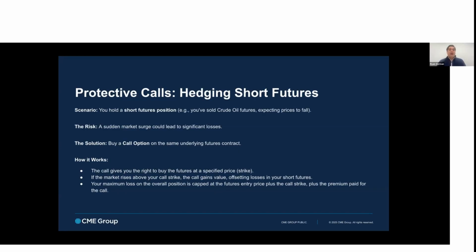So that solution would be to buy a call option on that same underlying futures contract. That call, again, gives you the right to buy the futures contract at a specific price. If that market rises above your call strike, the call gains value, offsetting that short futures. And again, the maximum loss on the overall position is capped at the futures entry price plus the call strike plus the premium paid for the call. So again, this is just kind of the inverse of that.